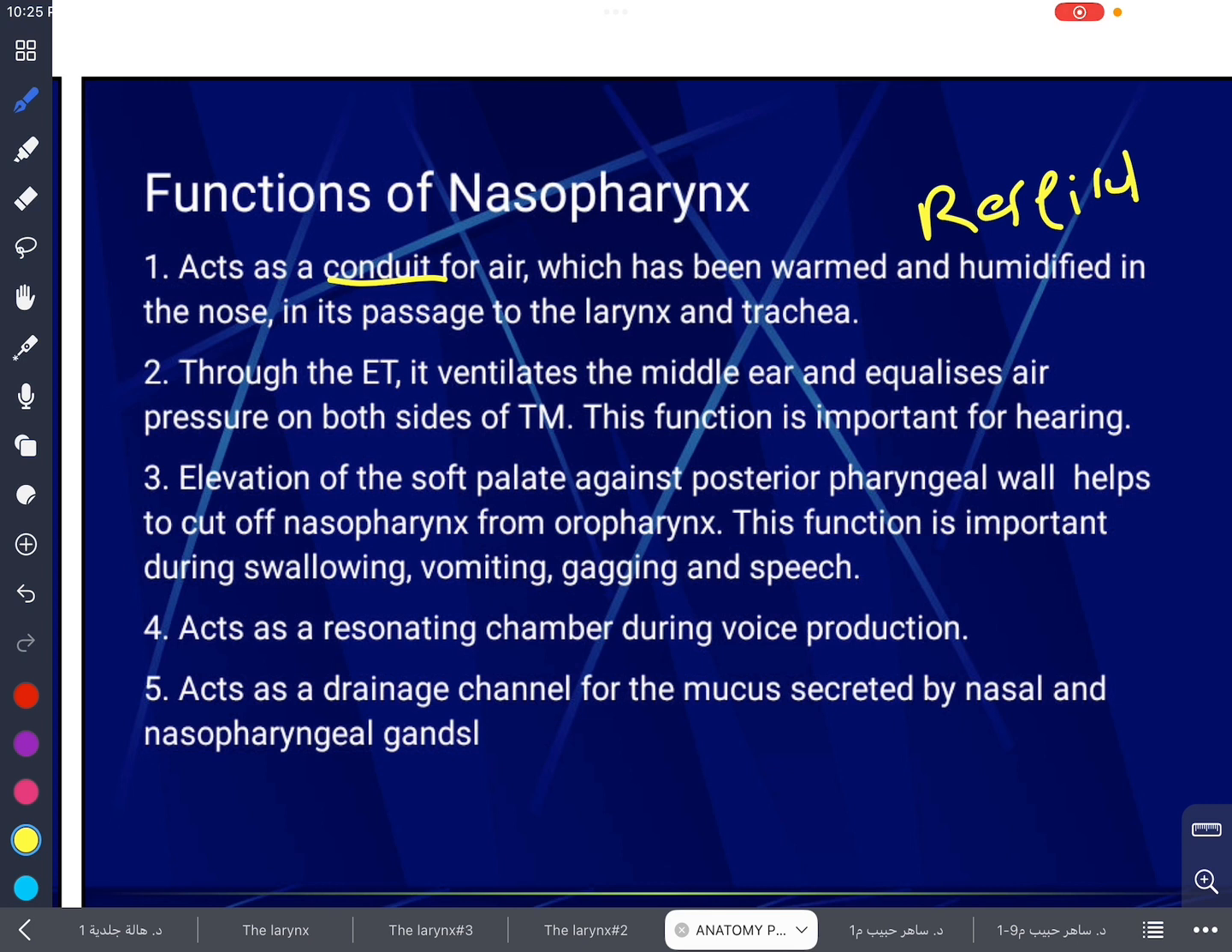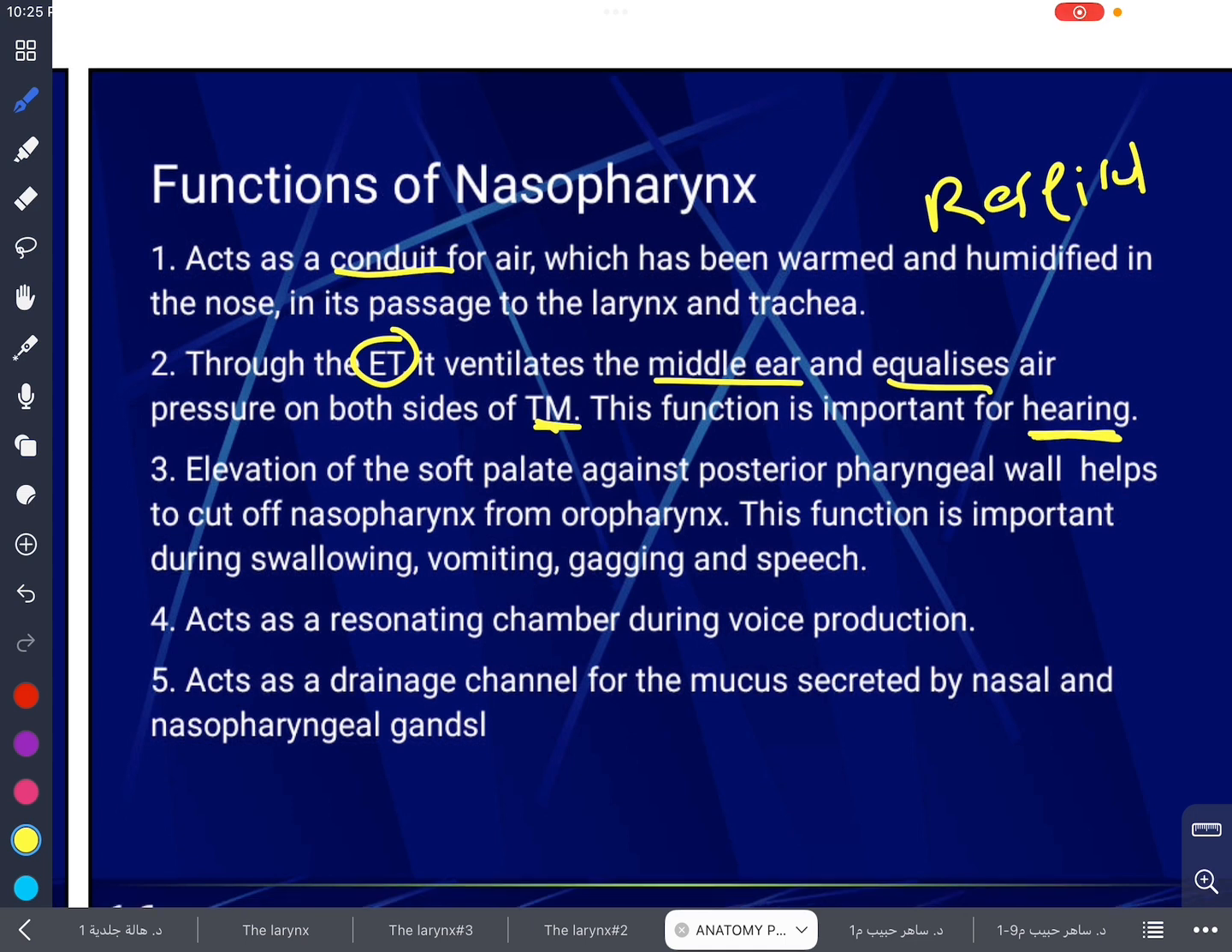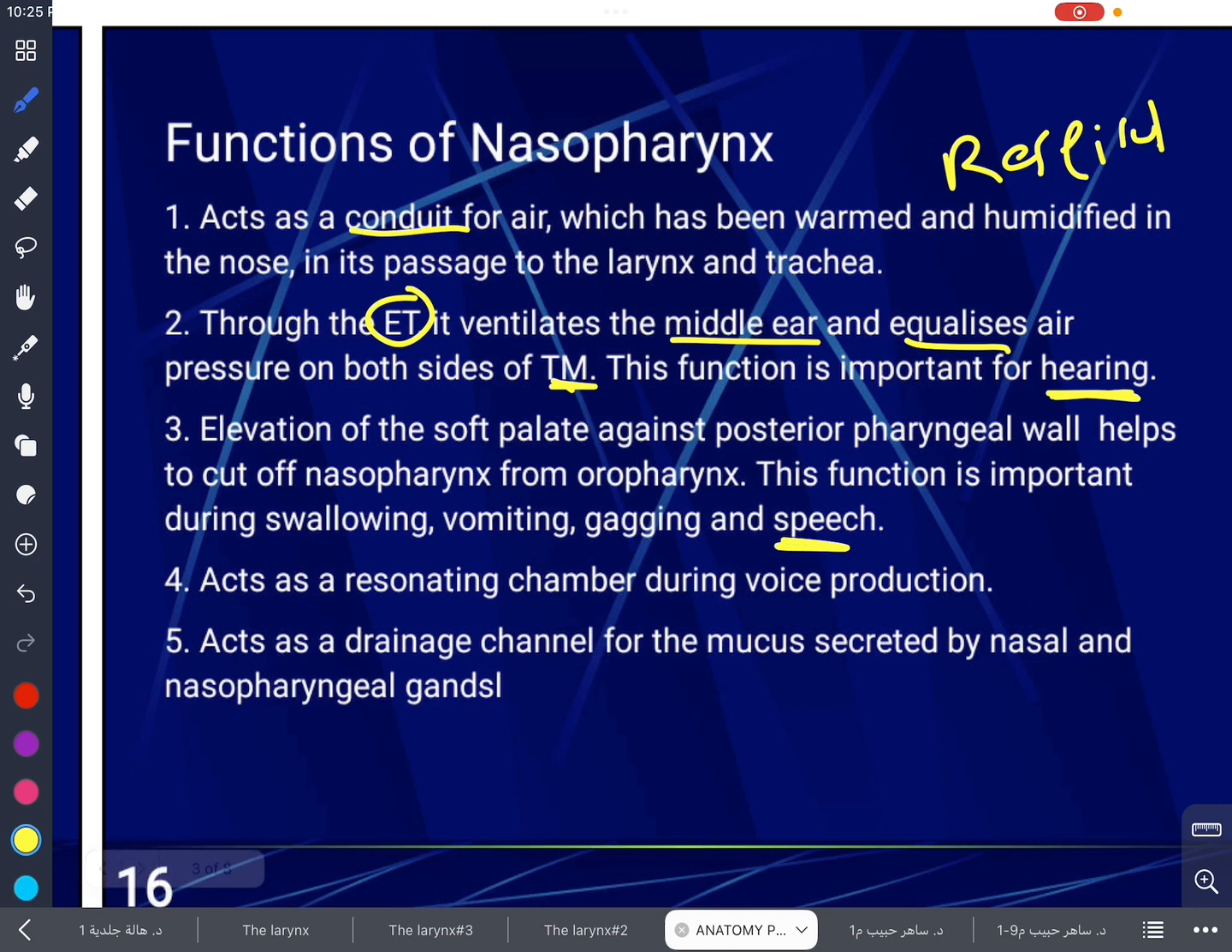From the beginning we said it is part of the respiratory system. The second function is that the nasopharynx helps us with hearing. How does the nasopharynx help us with hearing? As we said, in the lateral wall of the nasopharynx there is the Eustachian tube, and this Eustachian tube is very important for ventilation of the middle ear. So it plays a role in equalization of the air around the tympanic membrane, and this is an important function for hearing.